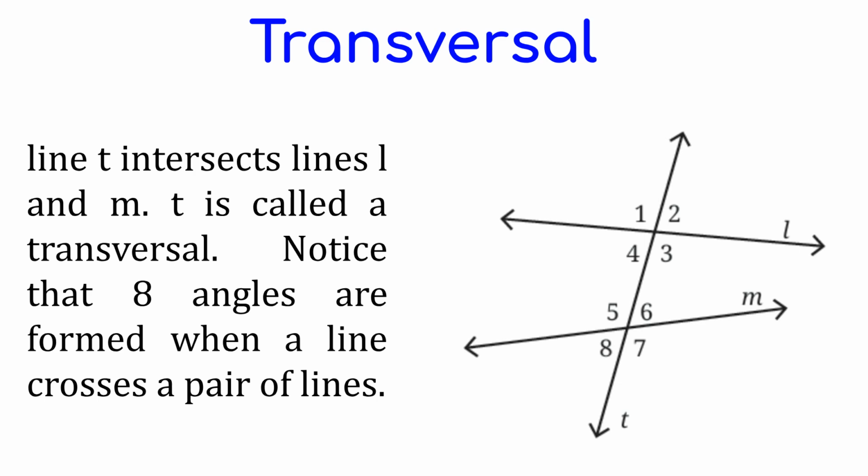Line T intersects lines L and M. T is called a transversal. Notice that 8 angles are formed when a line crosses a pair of lines. When a transversal intersects 2 lines, it forms 8 angles with a maximum of 4 distinct angle measures.